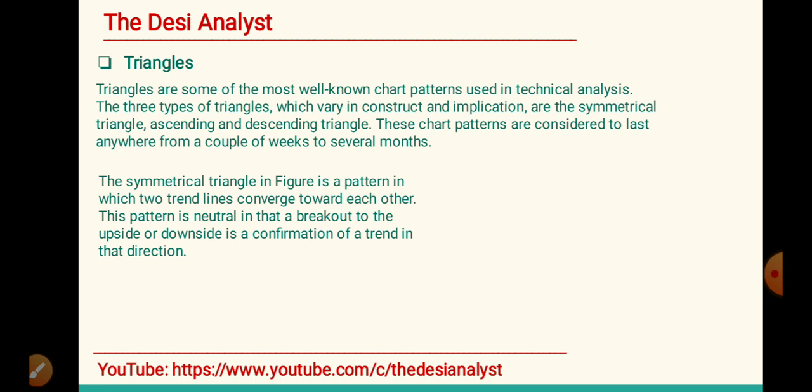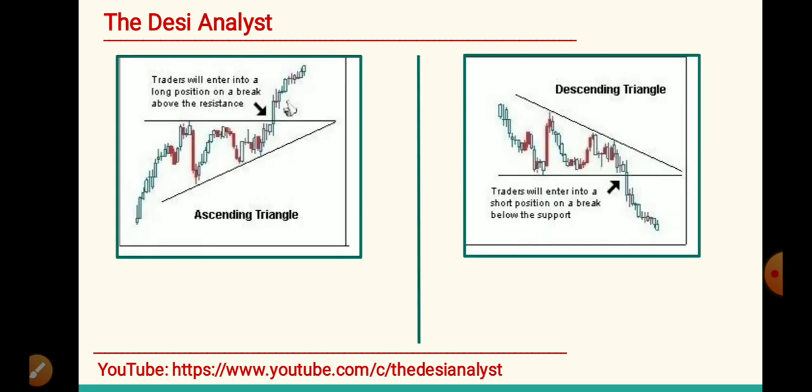The symmetrical triangle in the figure is a pattern in which two trend lines converge towards each other. This pattern is neutral in that a breakout to the upside or downside is a confirmation of a trend in that direction. Traders will enter into a long position on a break above the resistance, that is, an ascending triangle.